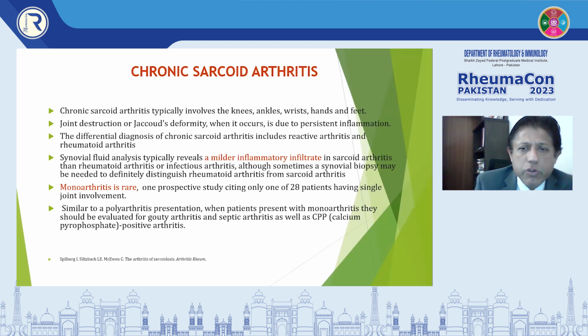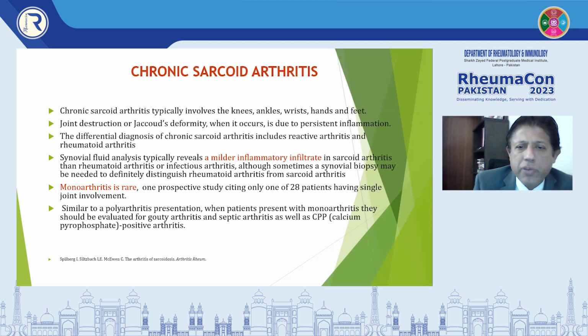How do we differentiate it mostly from rheumatoid arthritis? Obviously, the blood test positivity in rheumatoid arthritis is a helpful point, but at the same time, if you tap a joint, there will be a much milder inflammatory infiltrate in a sarcoid joint versus a rheumatoid joint.